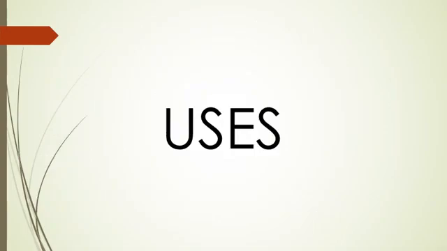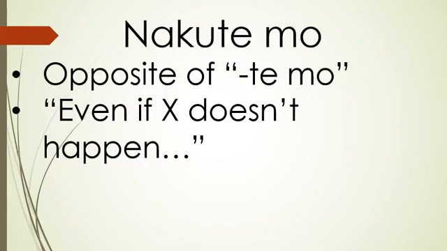We are going to look at some uses of the nakute form now. These are going to be some of the same uses that we learned with te form. They're basically just going to be the inverse. Instead of talking about doing something, we're talking about not doing something. So first up, we have nakute mo. This is essentially the opposite or the inverse of our te mo form. It basically means even if X doesn't happen, blank, blank, blank.